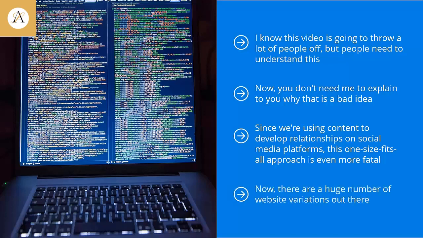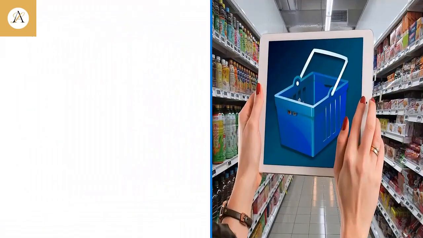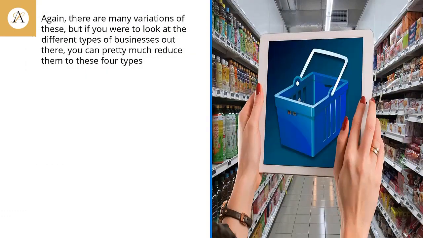Now, there are a huge number of website variations out there. In fact, there are too many. I would venture to say that the only limit really is your imagination. But if you were to categorize these different website types into 4 rough forms, they would more or less fall into the following: publishing, e-commerce or dropshipping, email lists, and traffic sales. Again, there are many variations of these, but if you were to look at the different types of businesses out there, you can pretty much reduce them to these 4 types.